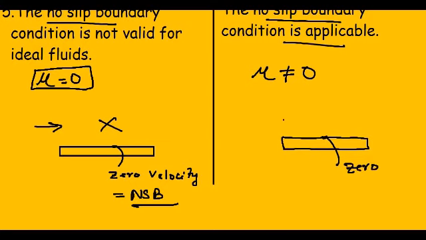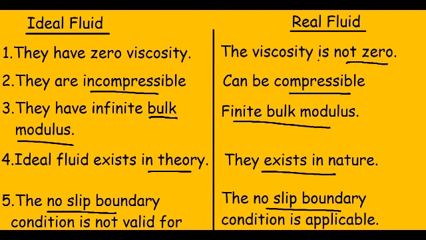This point where the fluid is in contact with this flat plate or the stationary surface will have zero velocity, and hence the no slip boundary condition is applicable. So the velocity profile will look somewhat like this. But for an ideal fluid, the velocity profile will be straight, because at this point the velocity is non-zero. So these were the differences between an ideal fluid and a real fluid.